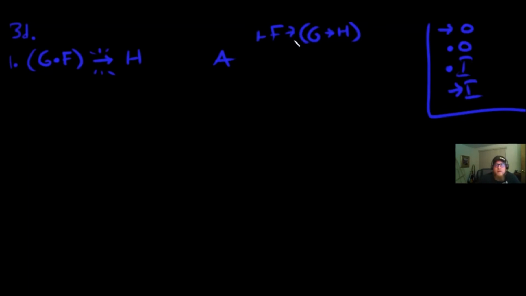Is my goal an arrow? Yup. So what am I going to do? I'm going to provisionally assume the left side, and I'm going to try and get the right side. That's the plan. So let's start the side quest. Line 2, we're going to provisionally assume F, and the mission is get G arrow H.